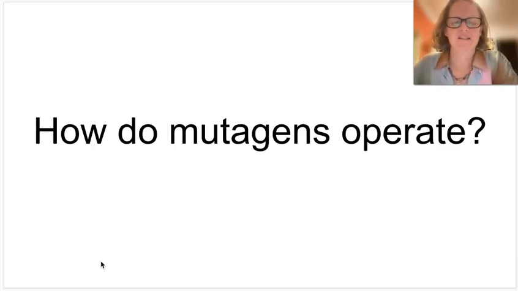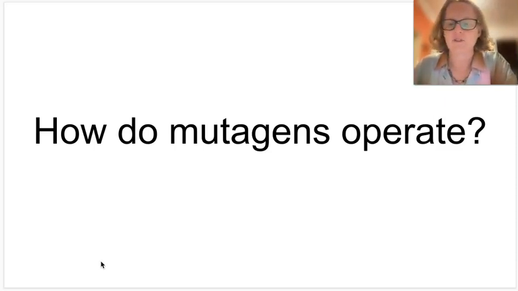In this video, we're going to consider how mutagens operate. So we probably ought to think about what is a mutagen. A mutagen is an agent that causes mutation. In other words, it triggers a mutagenesis. And that means it causes a permanent change in DNA.